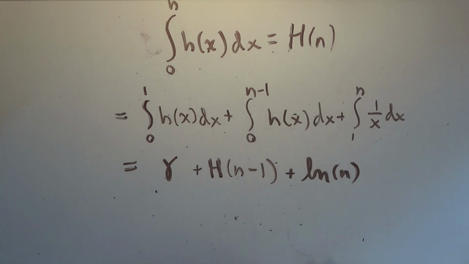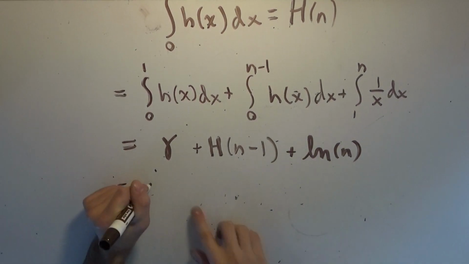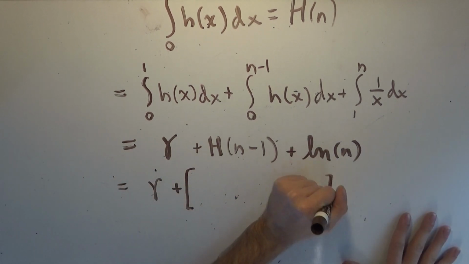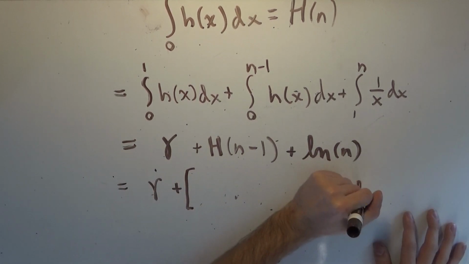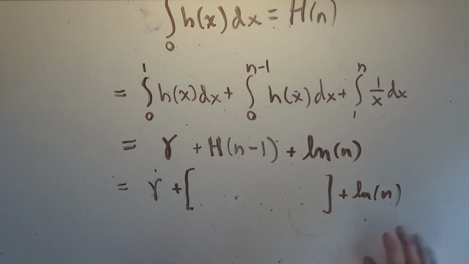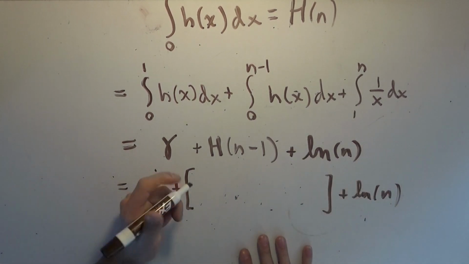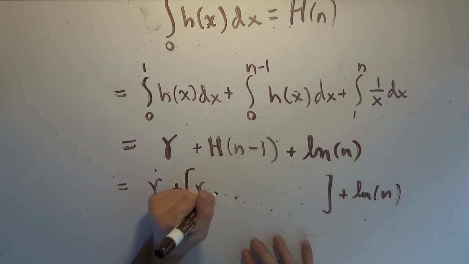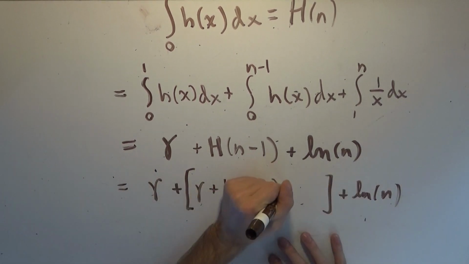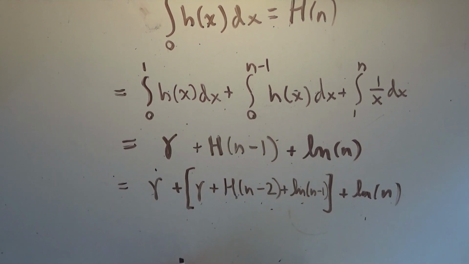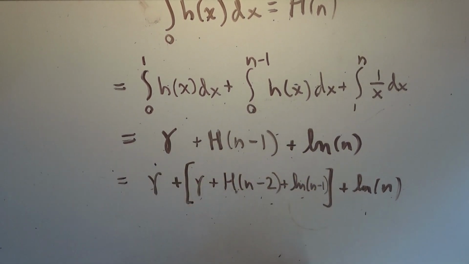Isn't that really neat? So I can keep the Euler-Mascheroni constant, and I'm going to change the middle term, and the natural logarithm of n stays as well. But notice, we know what capital H of n minus 1 is. It's going to be the Euler-Mascheroni constant plus capital H of n minus 2 plus the natural logarithm of n minus 1. Right? That's what the recursive definition allows us to do, is break it up into the next term.